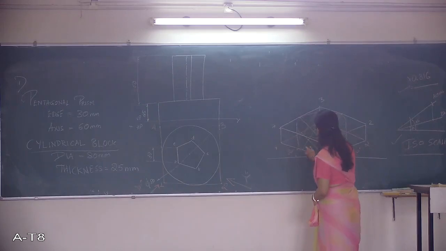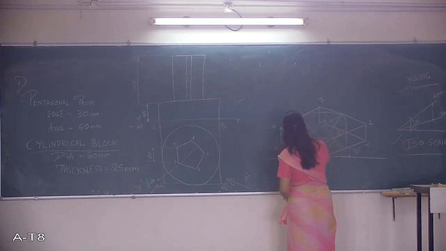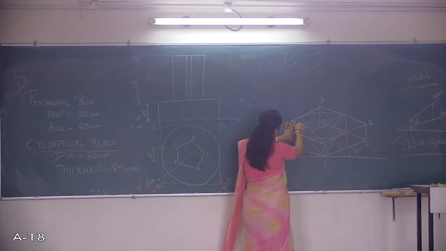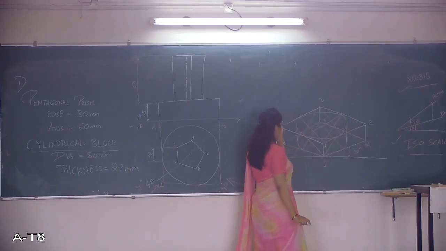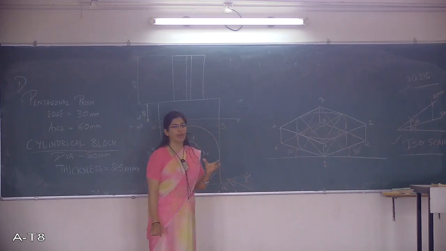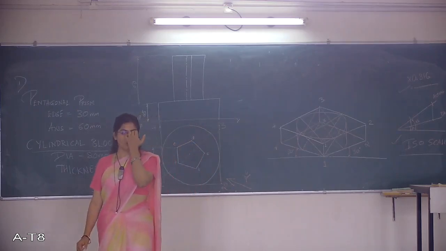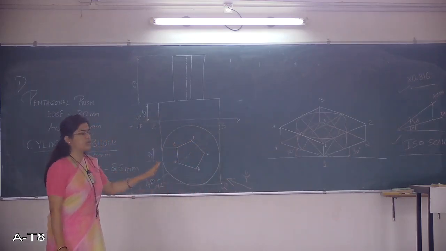So these are the tangents that you see. Take a scale and just join one point on this ellipse and the other point on this ellipse such that they are tangents here. So this is how you get the cylindrical block in isometric projection.